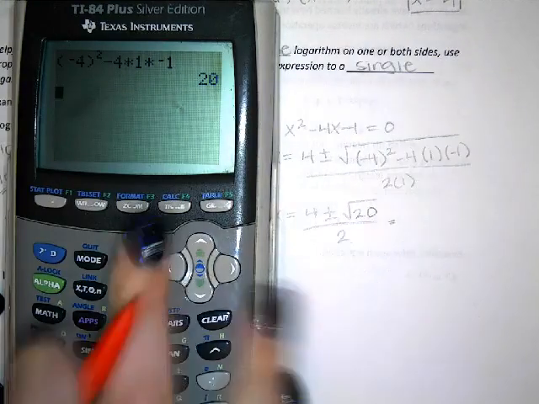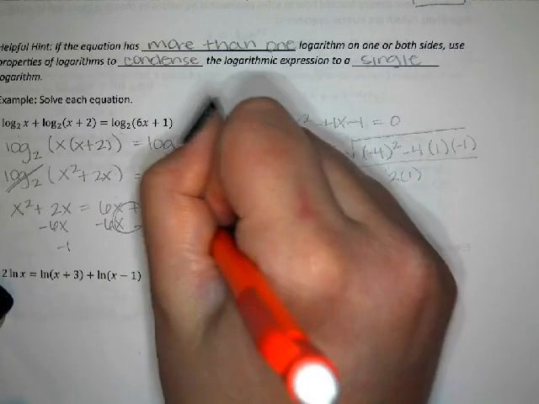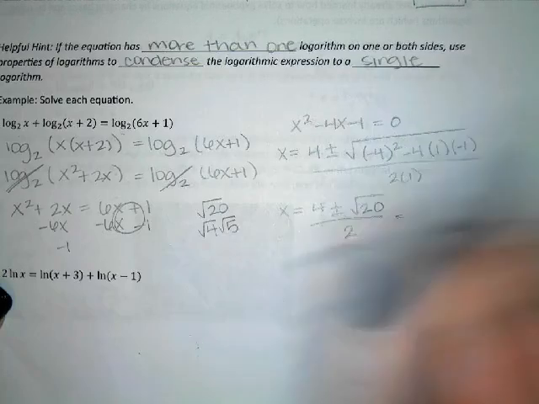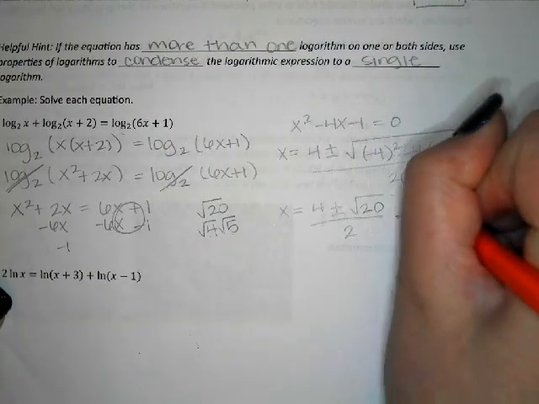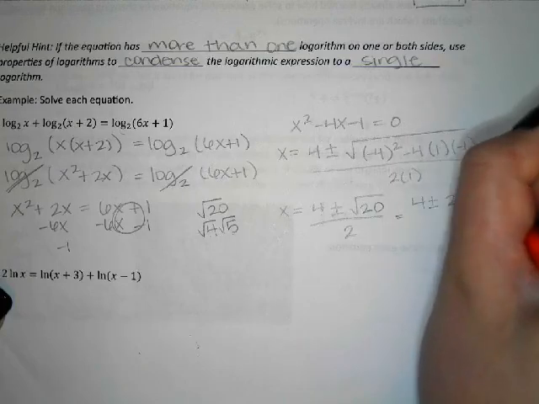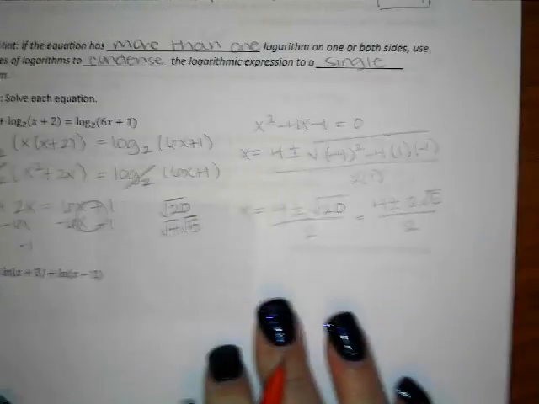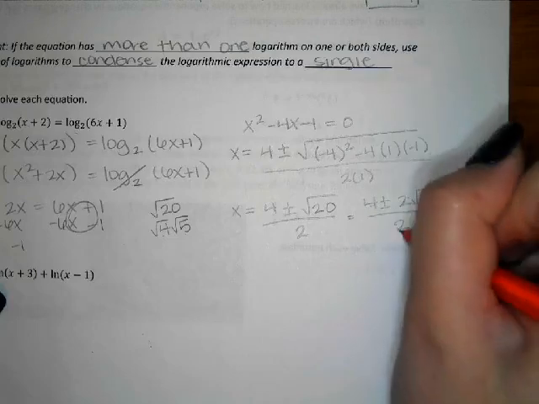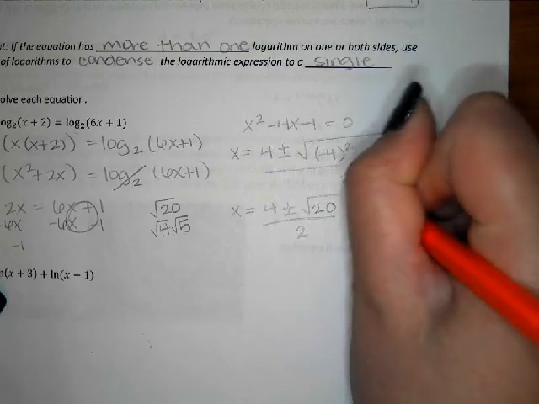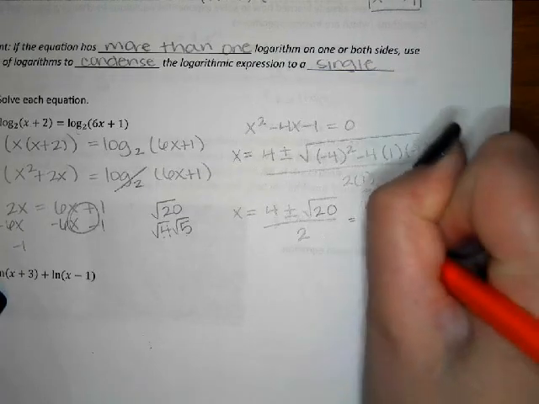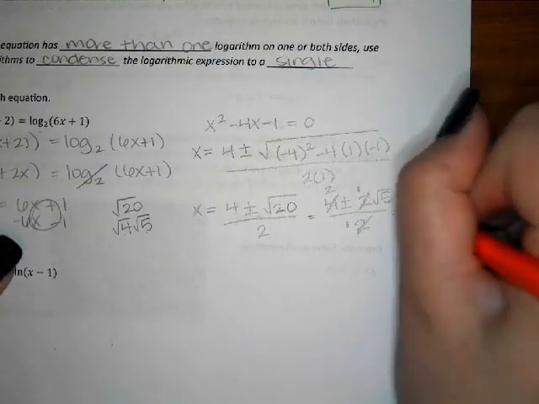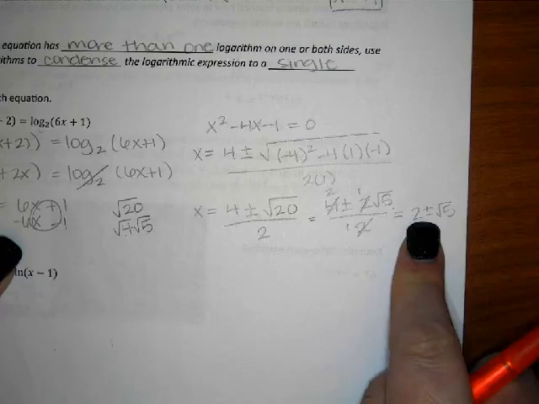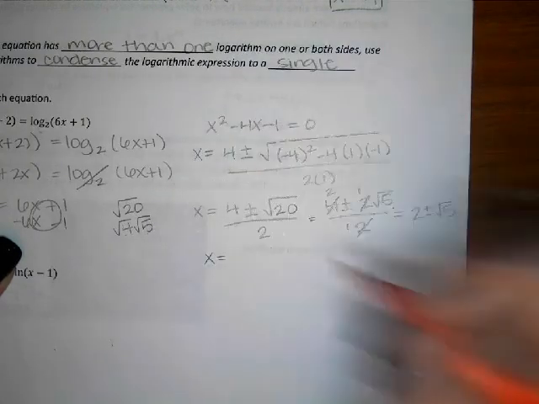And 20 can be reduced. The square root of 20 is the square root of 4 times the square root of 5. So that's 2 square root 5. So we have 4 plus or minus 2 square root 5 over 2. So that square root 5 cannot be touched. But the 4, the 2, and the 2 can all be reduced. Those numbers are all divisible by 2. So we end up with 2 plus or minus root 5. And so now I just have to think about these two solutions. I have 2 plus root 5, 2 minus root 5.